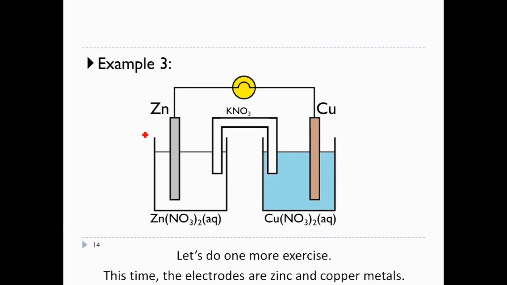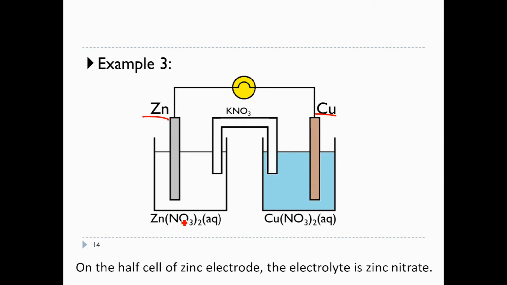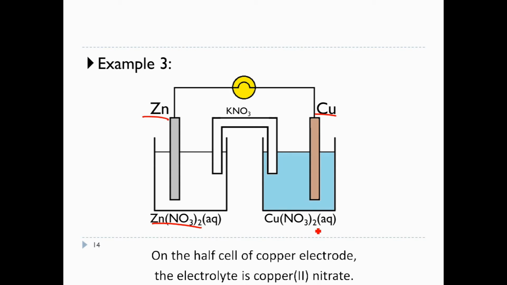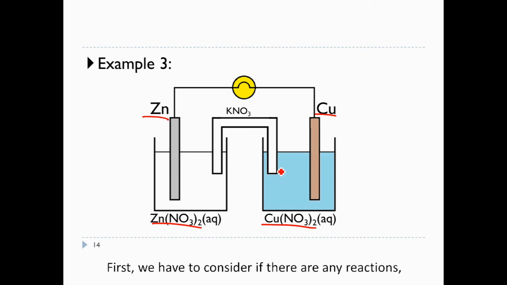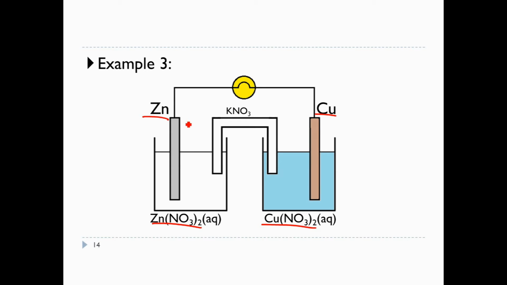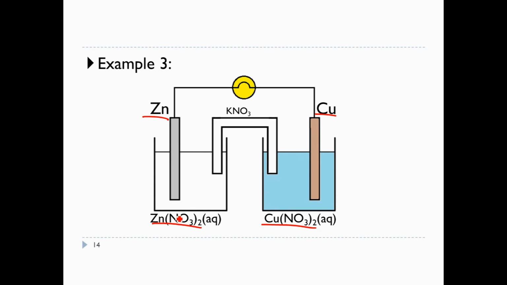Let's do one more exercise. This time, the electrodes are zinc and copper metals. On the half cell of the zinc electrode, the electrolyte is zinc nitrate. On the half cell of the copper electrode, the electrolyte is copper 2 nitrate. First, we have to consider if there are any reactions, such as whether zinc metal reacts with copper ions, and whether copper reacts with zinc ions.